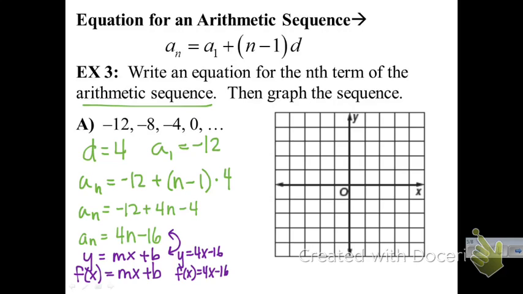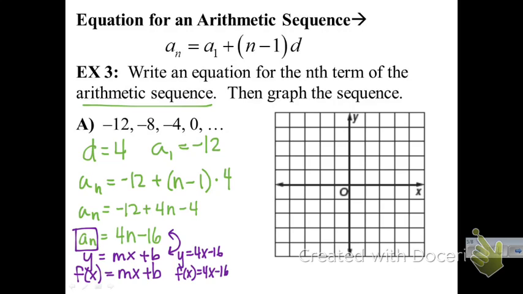When we are using sequences, we start using this a sub n, so that you'll learn later why we use that. It's just we need to get familiar using it. If you can recognize that they are still the same and it's still a linear equation when we're doing arithmetic sequences, that will be helpful.